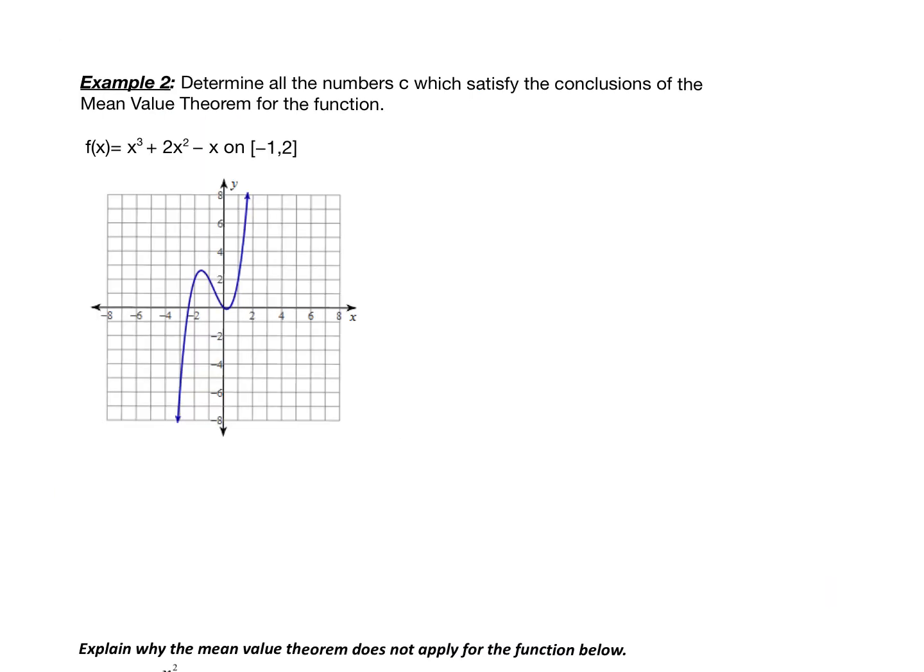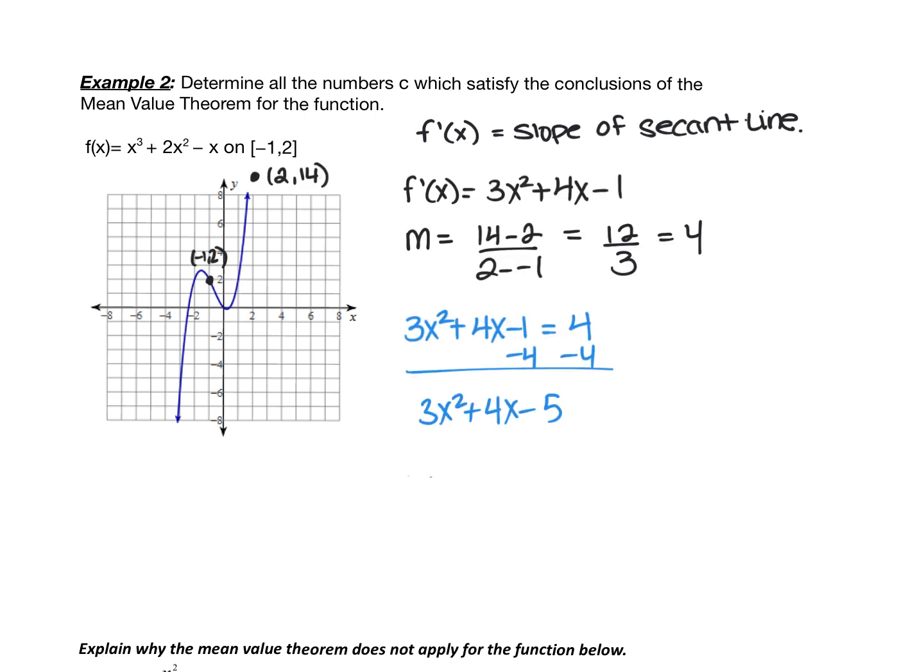All right, why don't you take a second and try to see if you can do example number 2. Remember the steps that you have to do is take your derivative and set it equal to the slope of the secant line. And that way you will find c. So try it on your own and then hit resume when you're ready for the answer. All right, this is what I got.